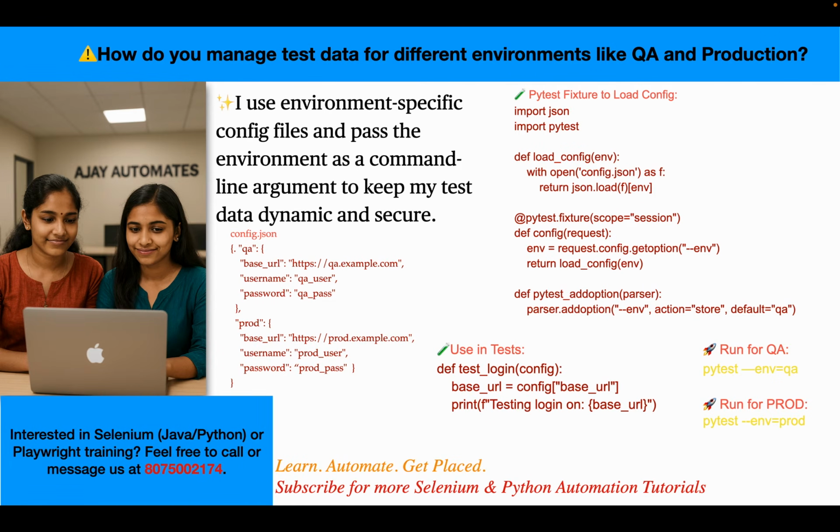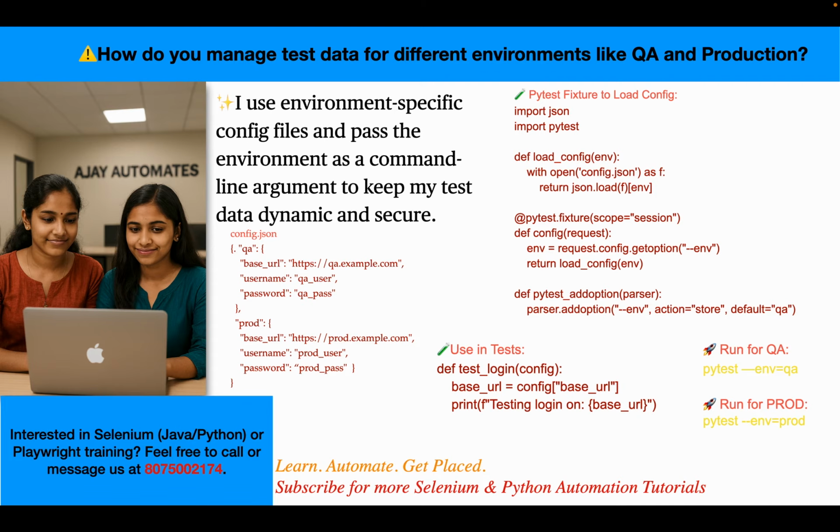How do you manage test data for different environments like QA and production? As you know, we automate in the QA environment as well as the production environment. So how do you maintain that test data or those URLs? We can use environment specific config files in our automation framework and pass the environment, if it is QA, as a command line argument during test execution, like pytest --environment=QA. This will run only QA specific tests.